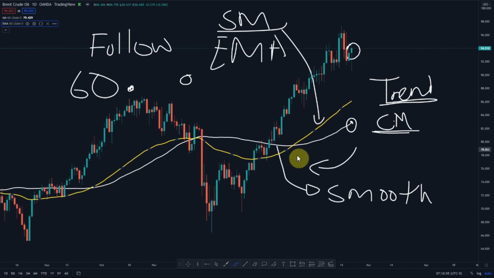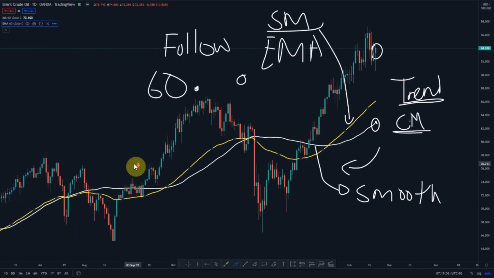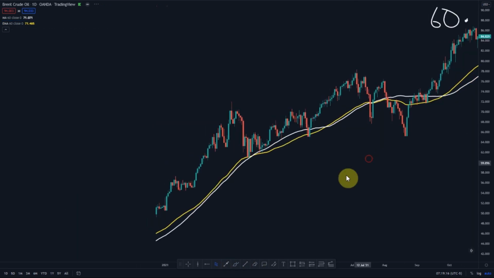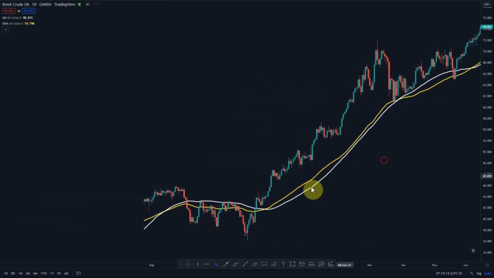So it gives more weight to recent price. That's why you can see here both the yellow and the white are at the same period, meaning they look at the same period. However, the yellow one changes earlier, or it responds earlier than the white one. Let me just show you a simple example.